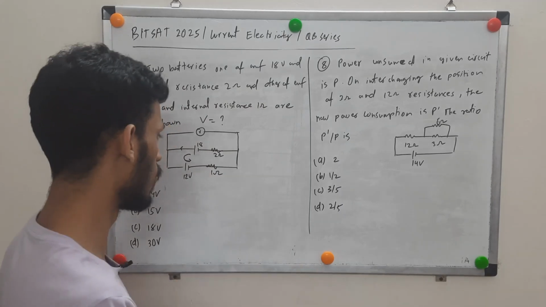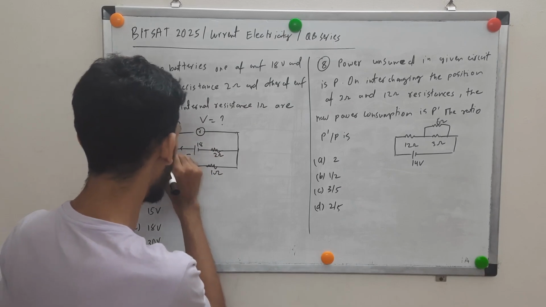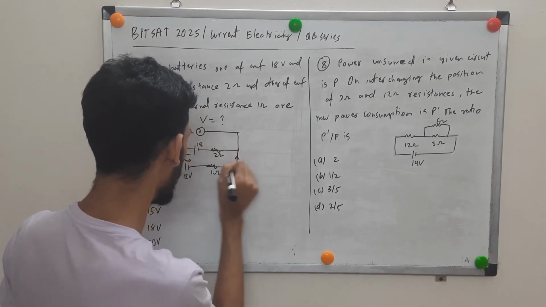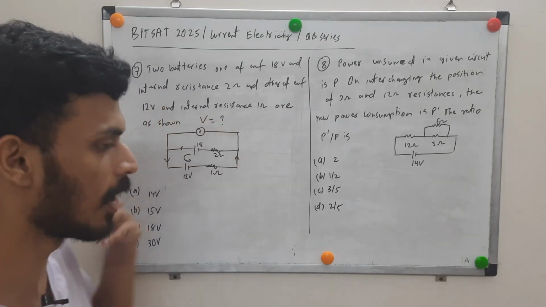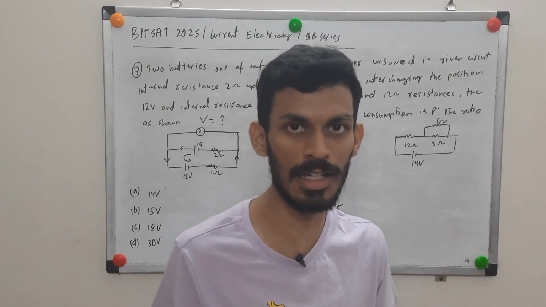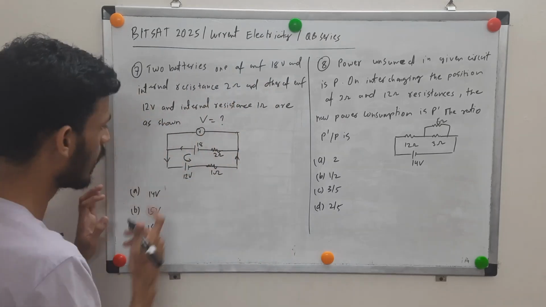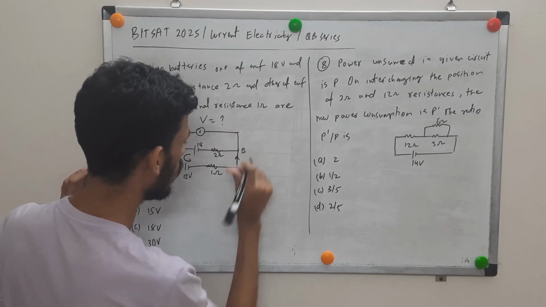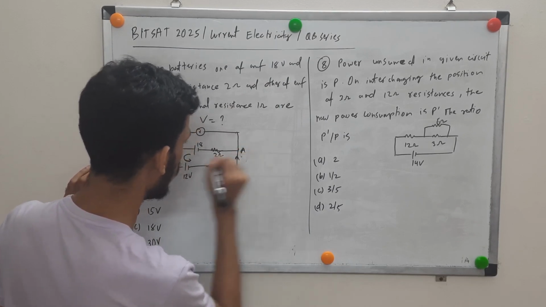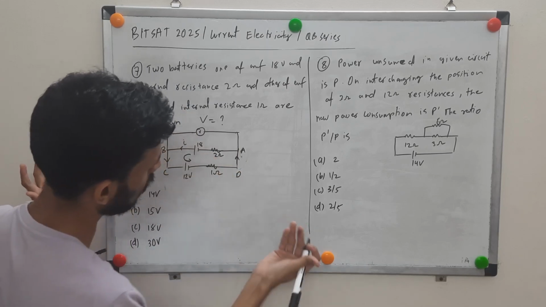So very high resistance. So no current will go in that branch. The current will flow only like this in this particular loop. It won't go in that branch because the resistance of a voltmeter is very high. Now we can use KVL. I'll start naming from here, A, B, C, D, and the current is, let us say, I.